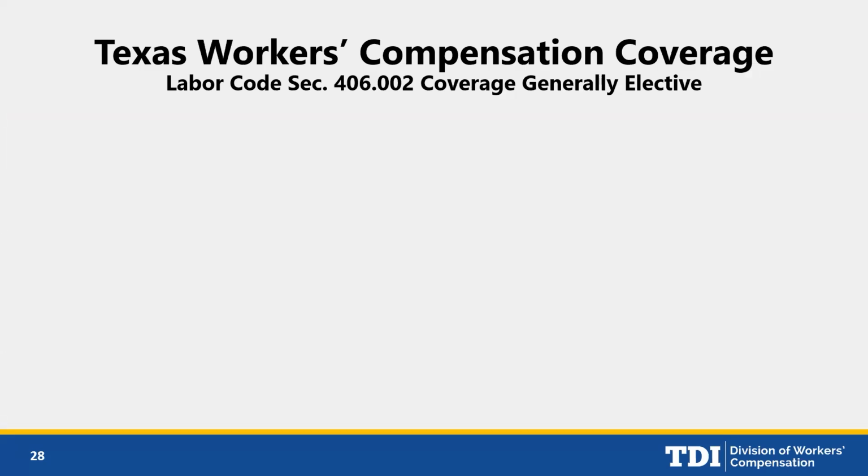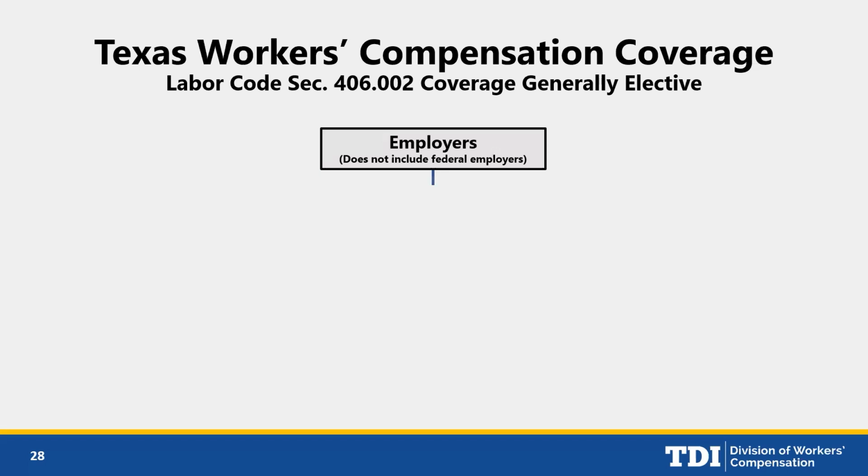You'll find that Texas is different from all the other states in the workers' compensation system. And that is because of Labor Code 406.002, called coverage is generally elective. So if you look at all employers in the state of Texas, and I am not talking about federal employers, if you healthcare providers out there are dealing with, say, a Border Patrol agent or a post office person or an IRS person that's injured on the job, that is not any of our laws and rules. That is Department of Labor. So when we talk about all employers in Texas, it would be excluding federal employers. Our laws and rules don't apply.